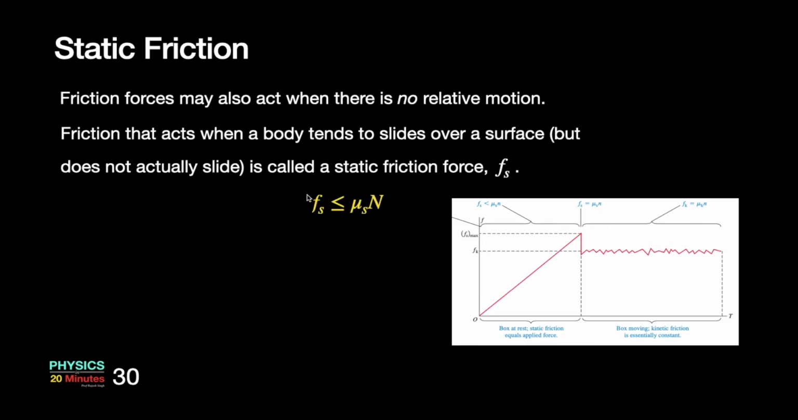The maximum value of the static friction is mu s times N, where N is the normal reaction and mu s is called the coefficient of static friction. This is the peak value, the value of the static friction at this point. So remember, in your equations, when you are using the relation Fs is equal to mu s N, that means you are indicating the maximum value of the static friction.